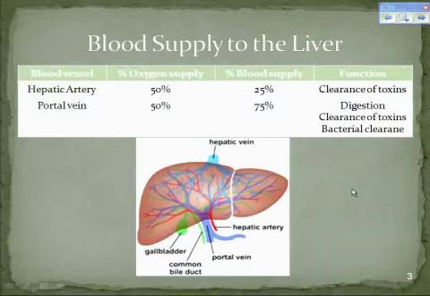Okay? Now, why is that statement important? For one thing, if you get a portal vein injury, it tends to be catastrophic and lethal to most individuals.